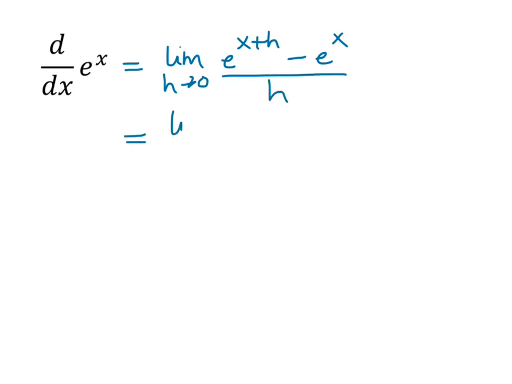Next, we will use an exponent property. E to the x plus h we can think of as e to the x times e to the h.